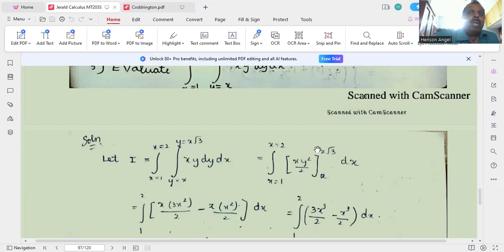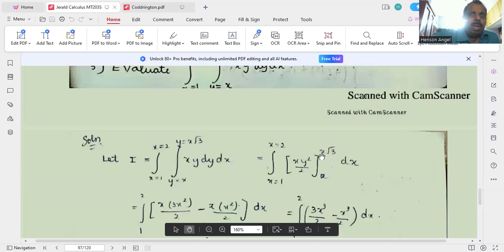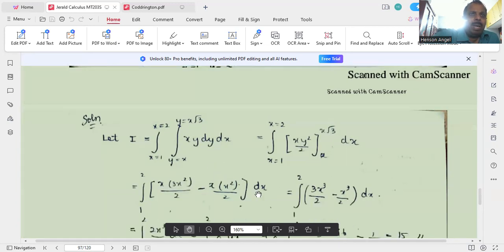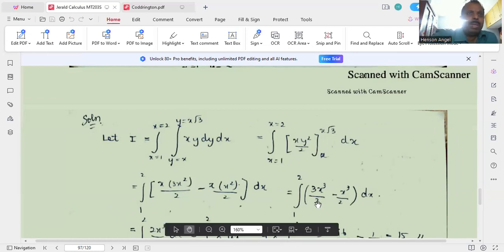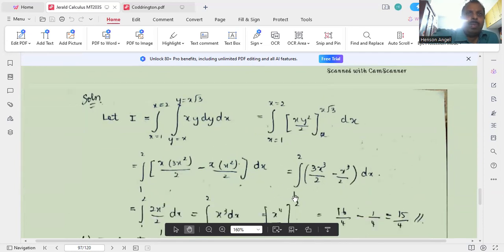So now we have to apply the upper limit for y. Here x into root 3 square. X into root 3 square is 3x square by 2. So minus, when you apply the lower limit for y, x into x square by 2. So upper limit minus lower limit we have applied here. Next, we have to simplify this. Here 3x cube by 2 minus x cube by 2, limit integral 1 to 2.